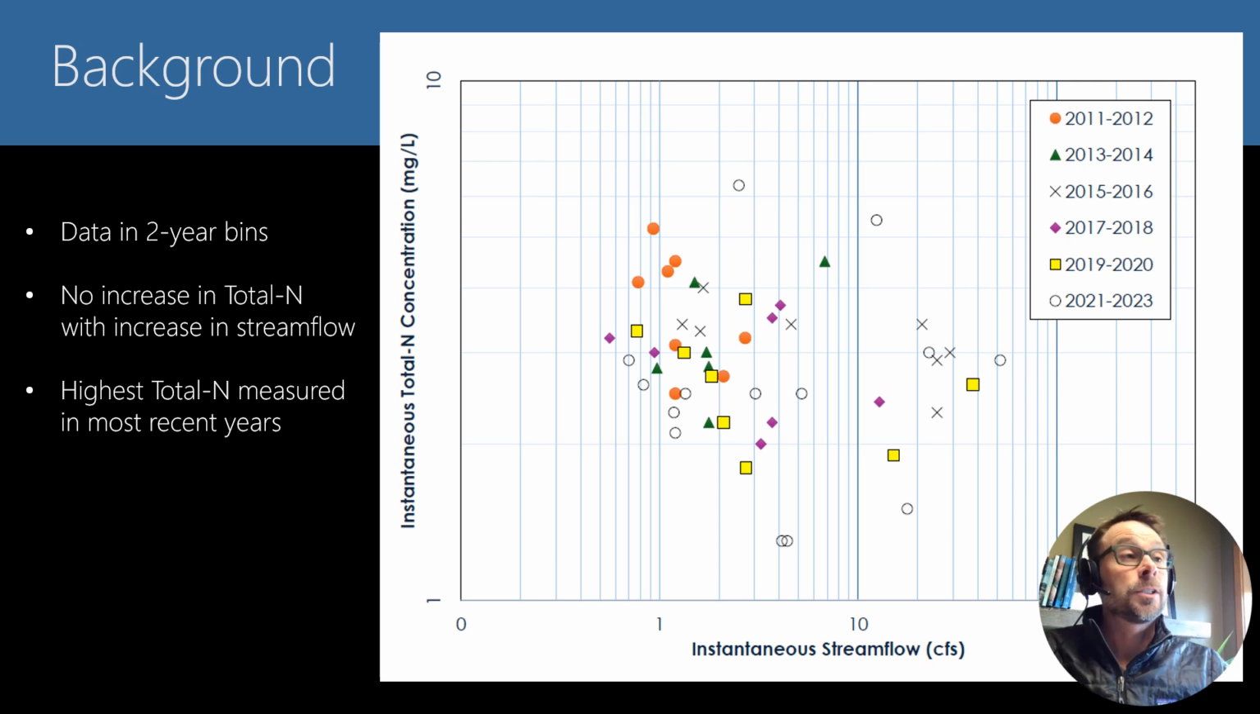Total nitrogen concentrations were correlated with measurements of stream flow measured instantaneously when samples were collected, but the results did not show any trend of increasing total nitrogen with increasing stream flow. Highest concentrations were measured in both low and moderate flows.